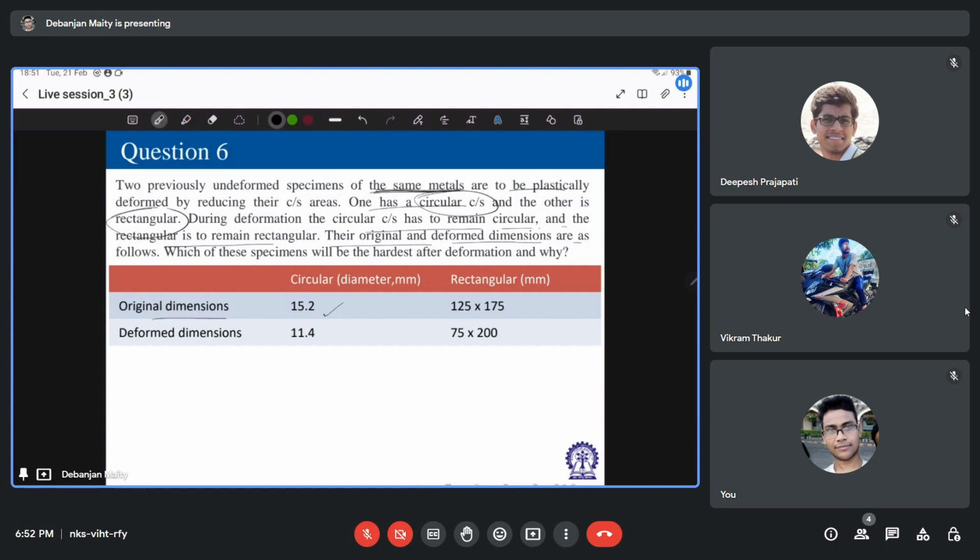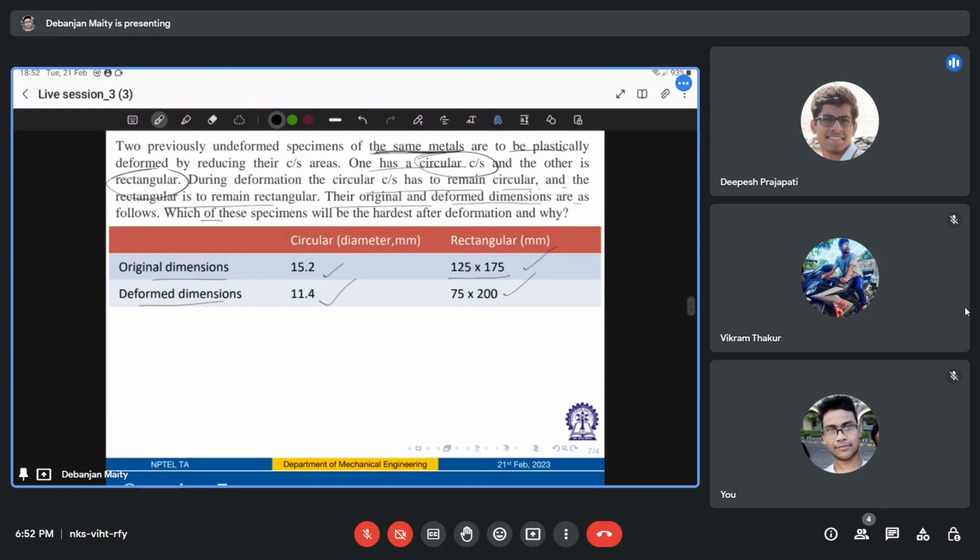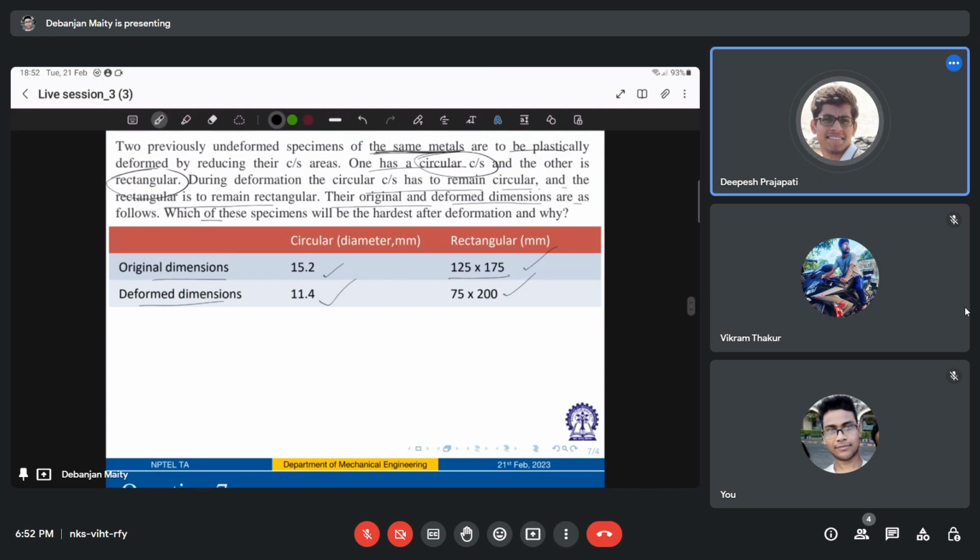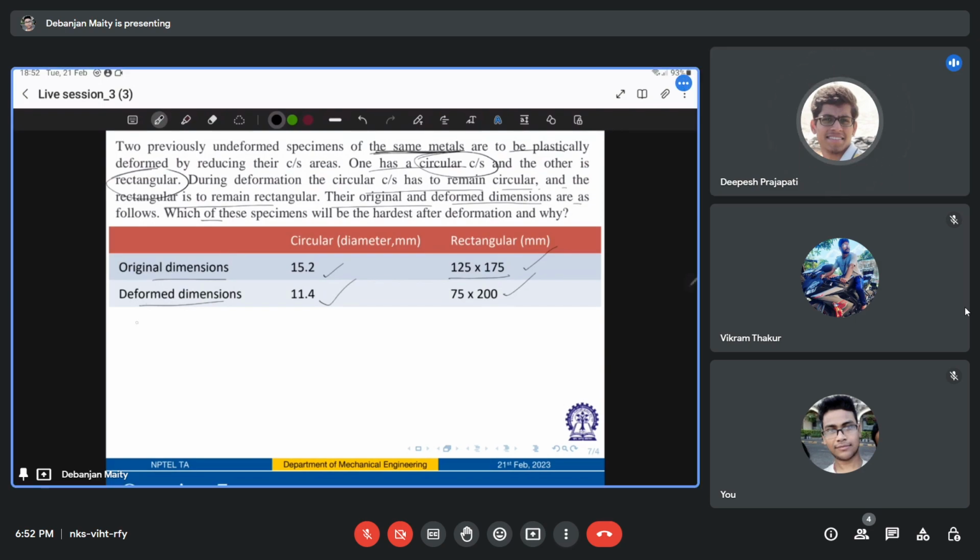So for circular, initial dia is 15.2. For rectangular, initial area is 125 into 175. So this is the length and width. And for deformed dimensions, the dia and the areas are provided. So you need to find out which of these specimens will be the hardest after deformation. So how can you tell that which material is harder? By the reduction in area. Correct. More reduction in area, more harder.